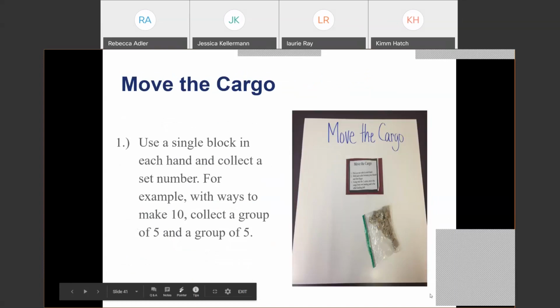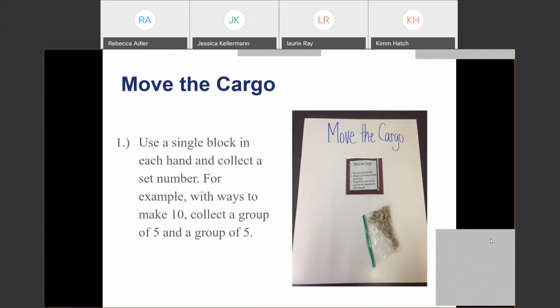Move the Cargo is also building some fine motor skills. So you're using single blocks in each hand and collect a set number or as many as you can. So instead of just doing one at a time, you want students to manipulate and pick up and continue to maintain hold over the ones that they've picked up to date. Next slide.